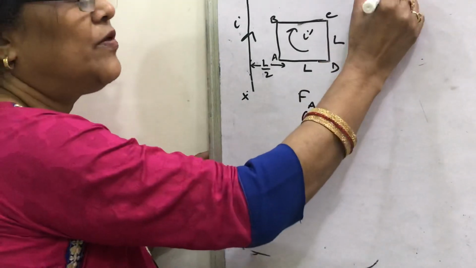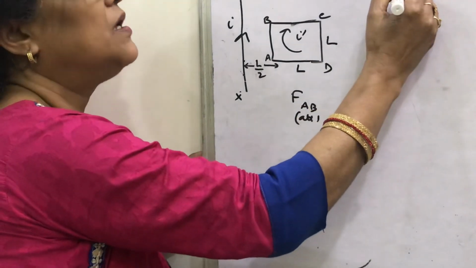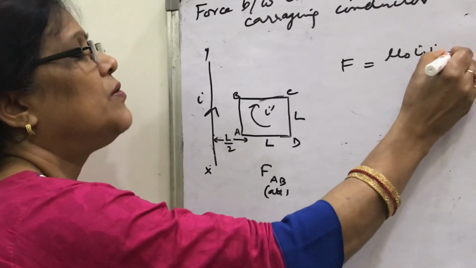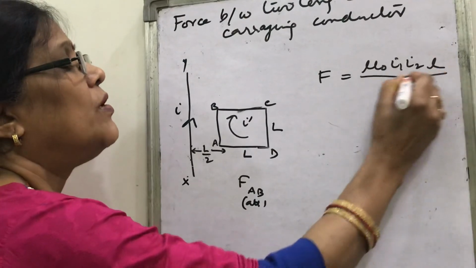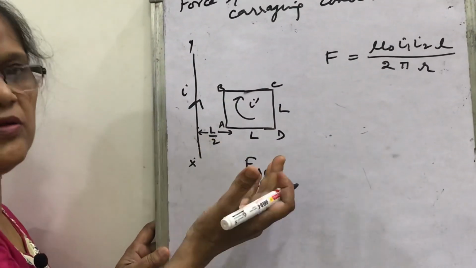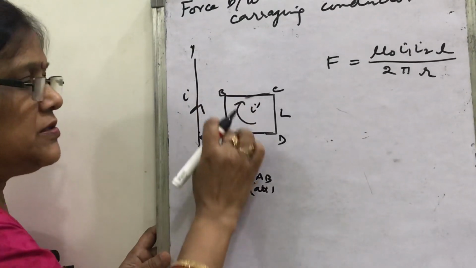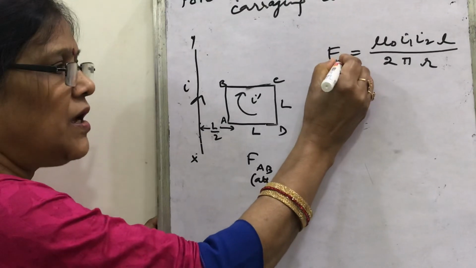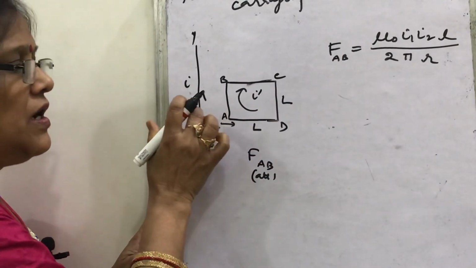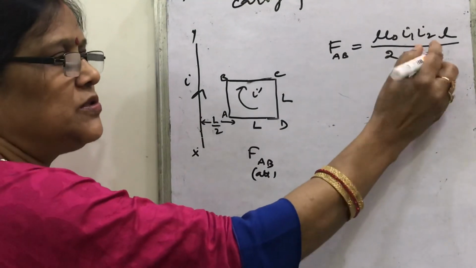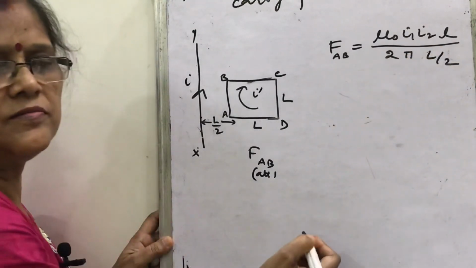What will be the formula for force? You have seen here that F equals mu naught I1 I2 L upon 2 pi R, and F upon L you know. This is the side L, you can write. So this will be FAB and this will be the force of attraction. In place of R you will write here L by 2.